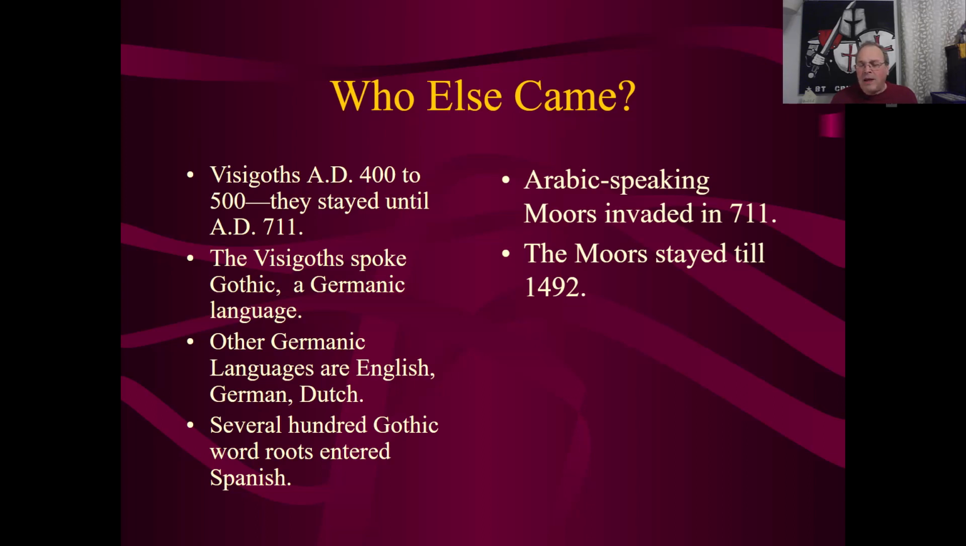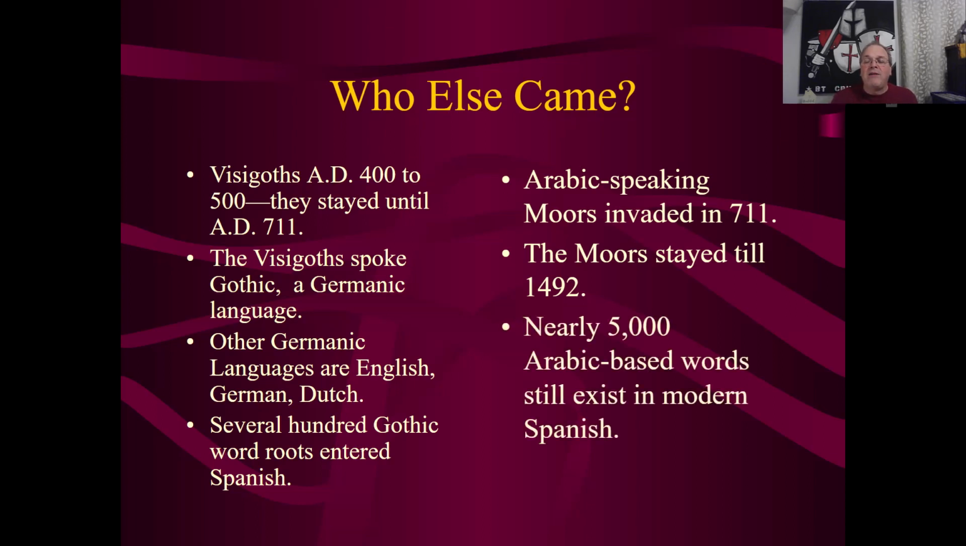Even though Arabic never supplanted Latin, or I should say the version of Latin that was developing into Spanish, it was inevitable that there was going to be a large language footprint there. As a matter of fact, nearly 5,000 Arabic-based words still exist in modern Spanish. People use those words in everyday speech and don't even think about their origin, but they came originally from the language of the Moors, Arabic.